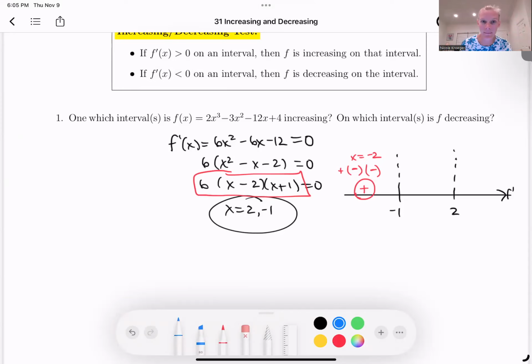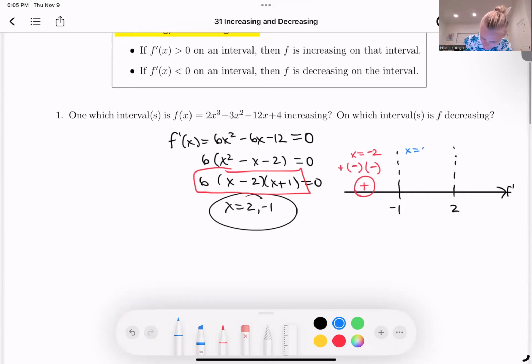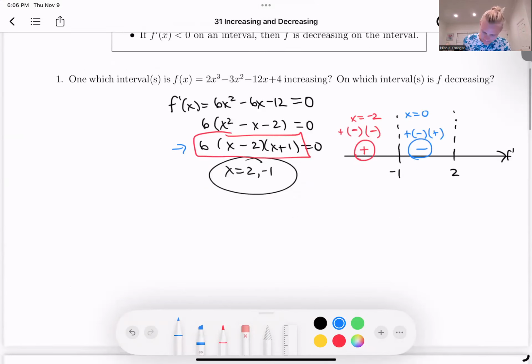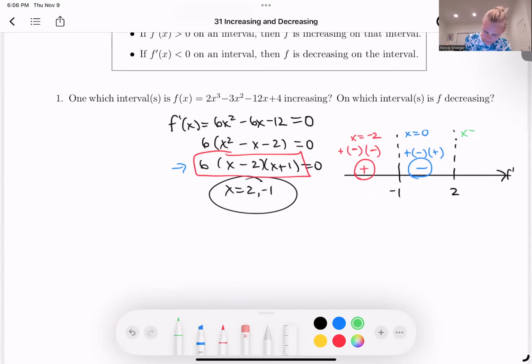If I pick a number between -1 and 2, maybe like 0, it's always my favorite number to plug in, 6 is still going to be positive. Once again, I'm plugging things into here. 0 minus 2 is negative. 0 plus 1 is positive. Positive times positive times negative is negative. And then finally, let's plug in something bigger than 2, like 3. And once again, I'm plugging it into the derivative. So I'm going to have positive. 3 minus 2 is positive, and 3 plus 1 is positive. So that whole thing is positive.